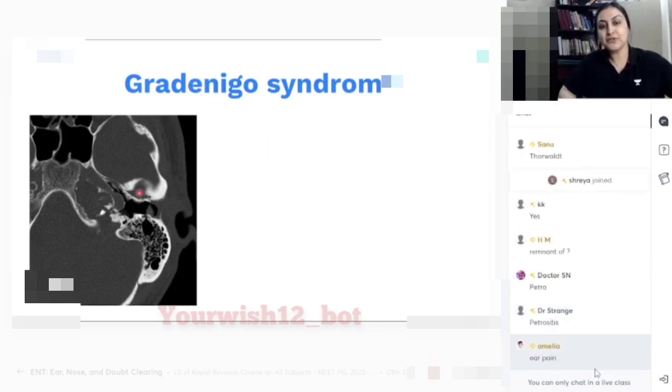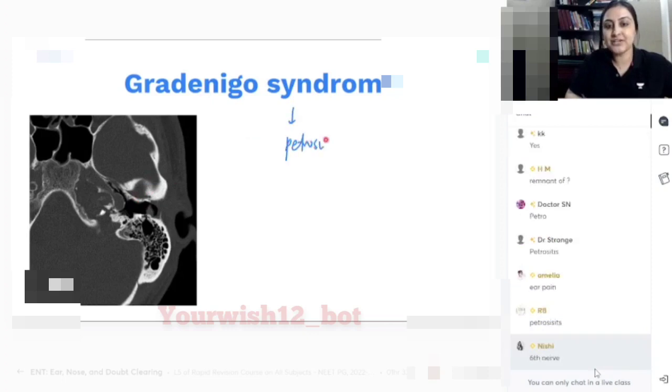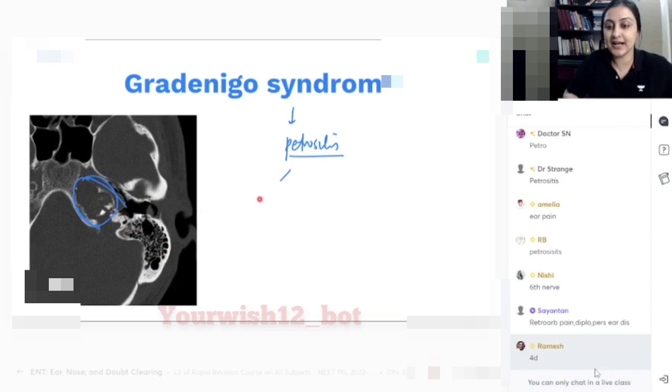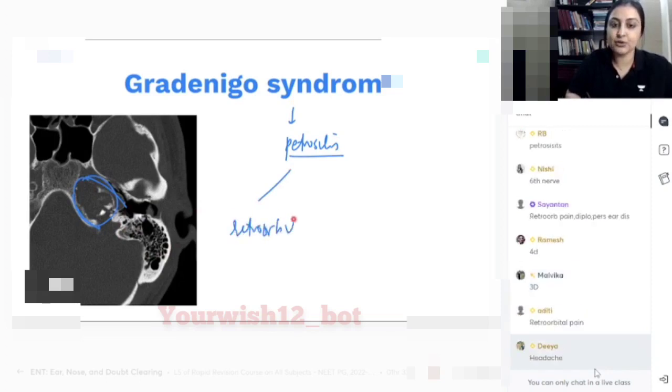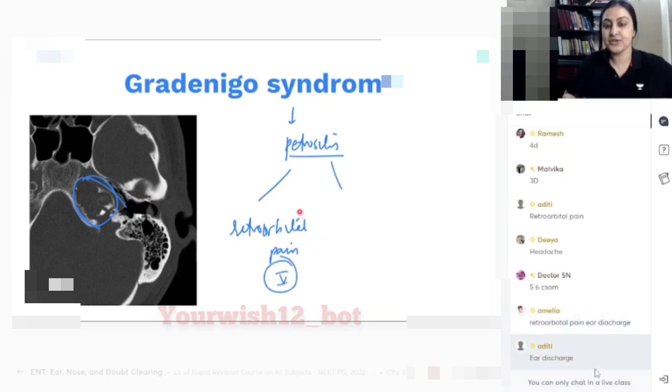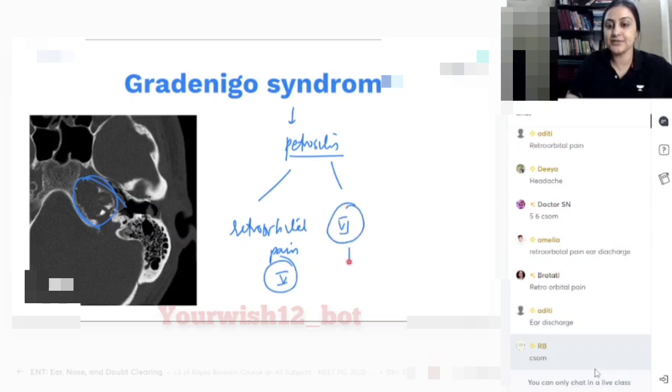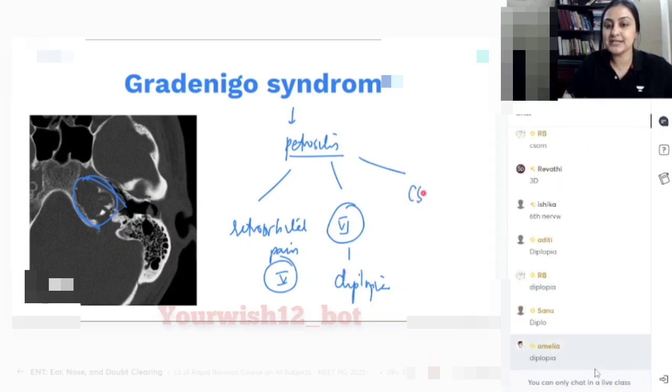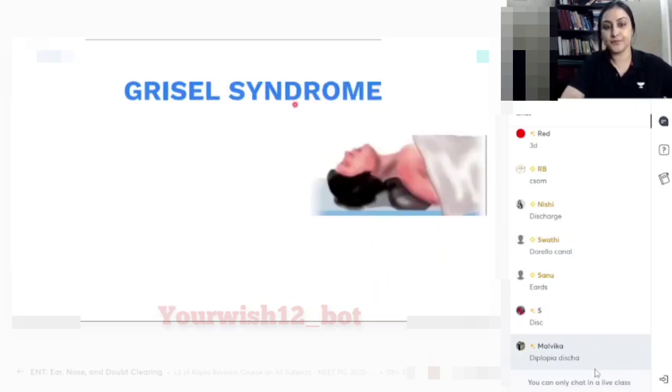Gradenigo syndrome. Gradenigo syndrome is for petrositis. Do you know the petrous part of the temporal bone? This is the petrous part of the temporal bone here. That becomes inflamed, so this is petrositis. What is the triad? Yes, very nice. One, you will have retroorbital pain. Why? Because of the fifth nerve, same as Trotter's. The other thing, you will have sixth nerve palsy. If the sixth nerve is gone, what happens? Diplopia. And what is the third thing? Because there is a CSOM complication, you also have ear discharge. So remember it just by concept: fifth, sixth, and ear discharge. This is Gradenigo's syndrome.